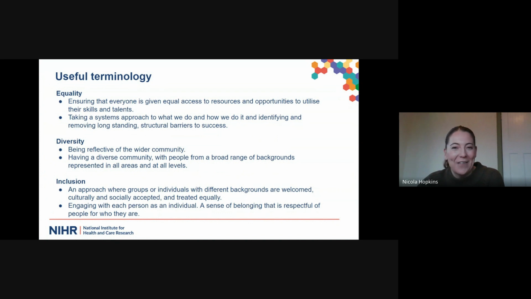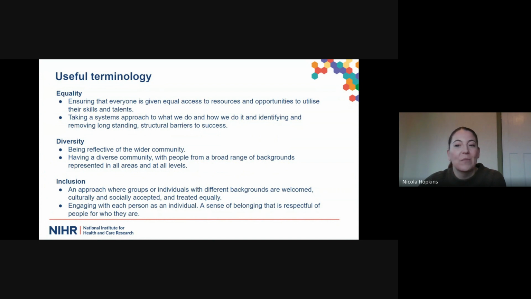Next, we consider diversity. So when we think about diversity, we're thinking about the who. So it could refer to people who are involved in your research team, different people in your workplace, or any other relevant group, and what their background might be. So for NIHR, diversity means that we're reflective of the wider community, and our goal is to have a diverse community with people from a broad range of backgrounds represented in all areas and at all levels.